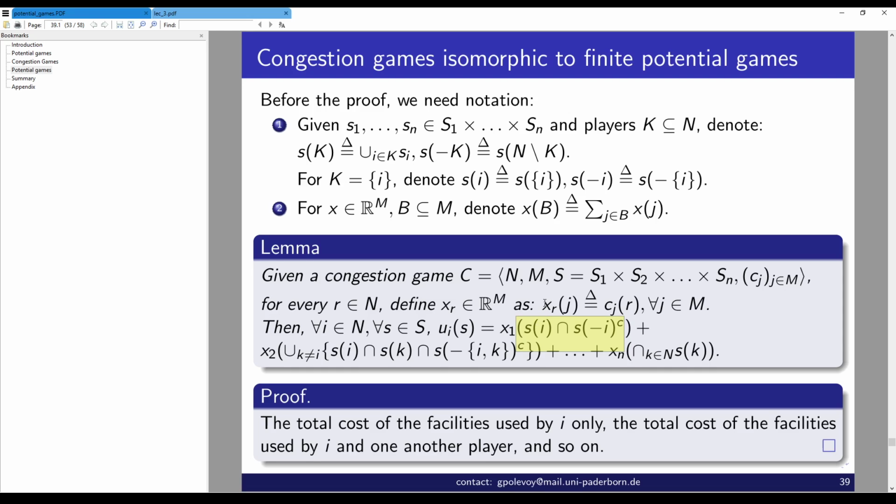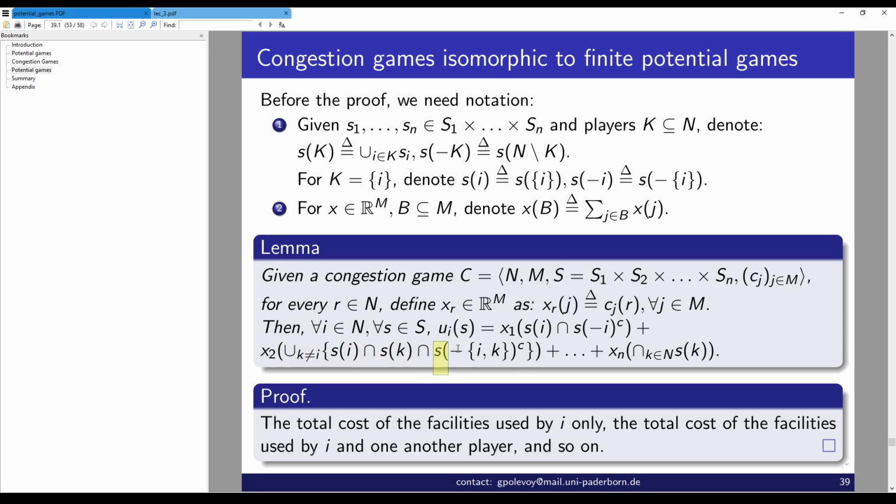I remind you that x_r means the cost when r players use something. So x_1 means the cost when only one player uses those. So for these facilities, player i pays the cost of a single user. Now next, look at all the facilities used by player i and by some k not equal to i. We look at all such k's and not used by all the others.